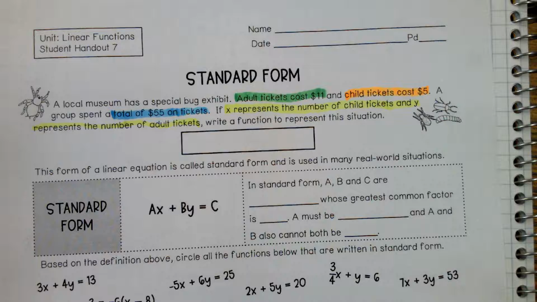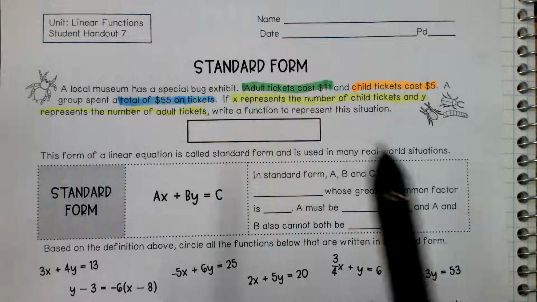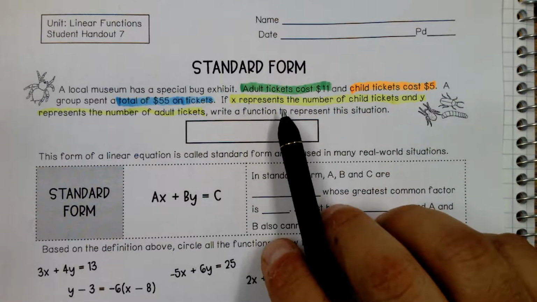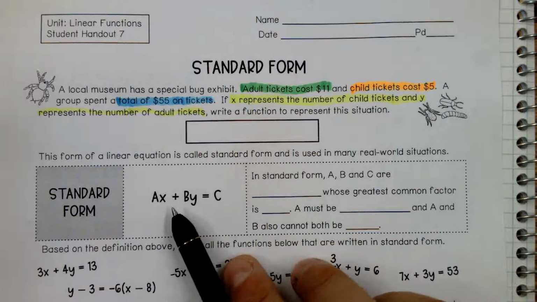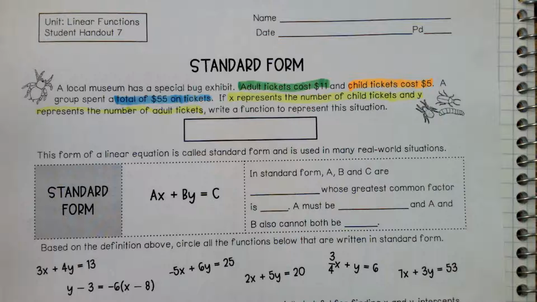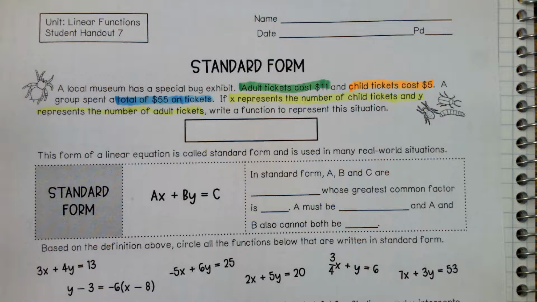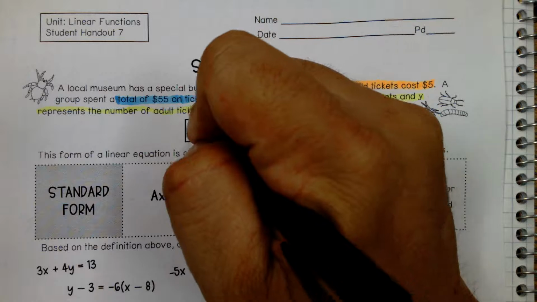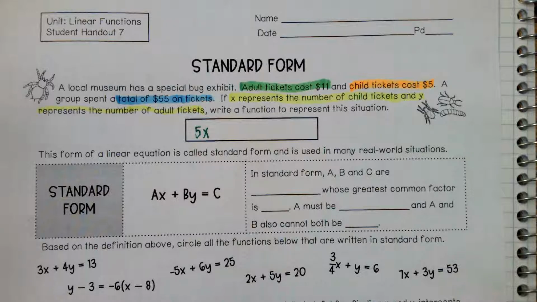We're going to come up with a function. This function is going to be for the total cost. So let's think about that. We have adult tickets and child tickets. Which variable represents our child tickets? What does X represent, adult or child tickets? Child. How much are the child tickets? $5. So the total cost for all the child tickets would be 5 times X, the number of those tickets.